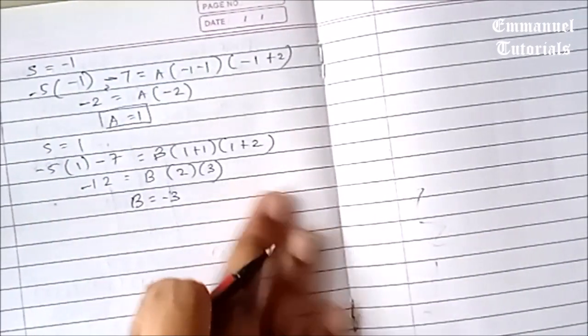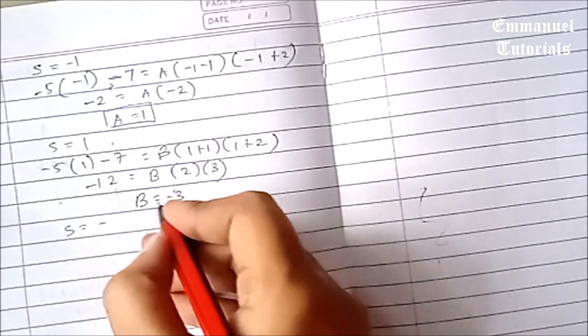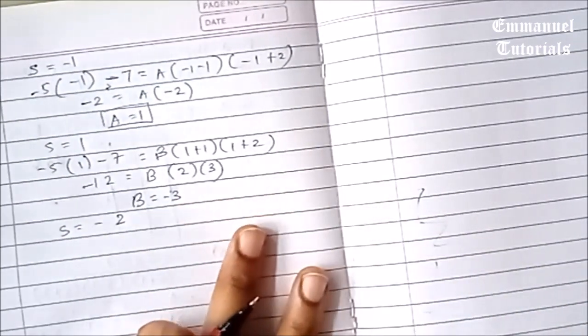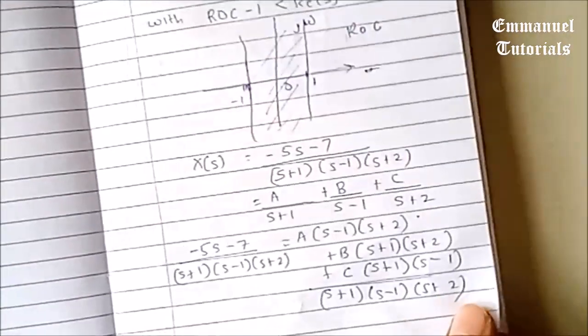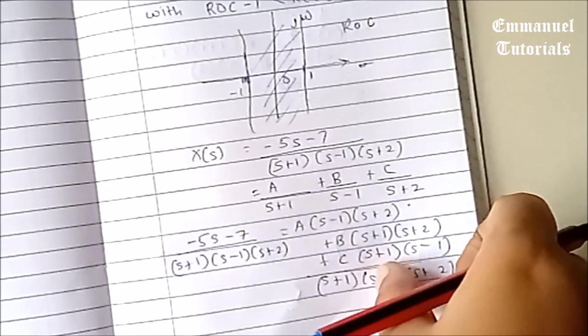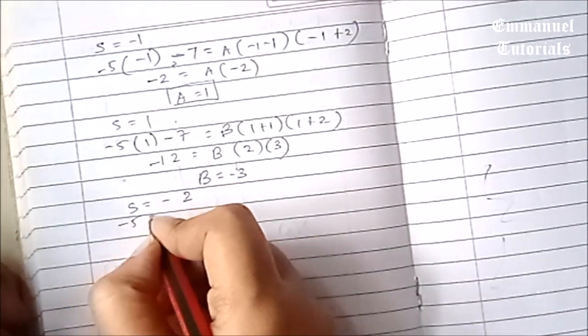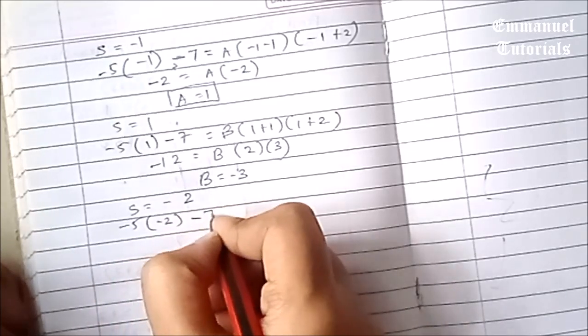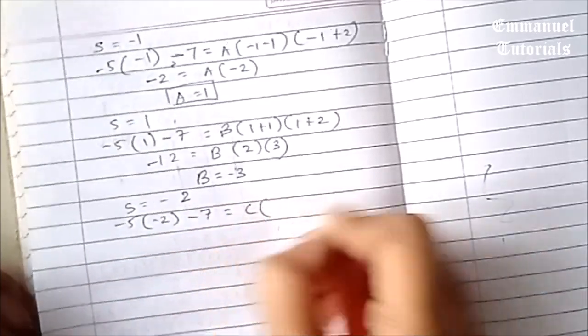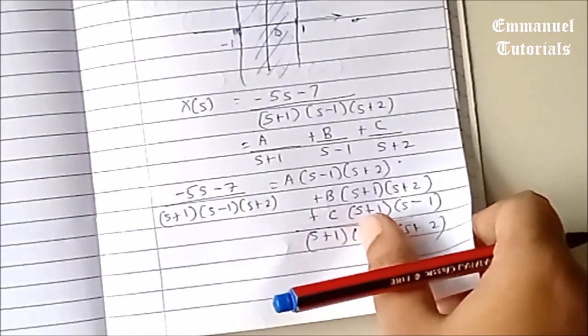Next is for C. For that what we'll do is s is equal to minus 2. So for s is equal to minus 2, A and B terms will get cancelled and we'll have only the C term. So minus 5 into minus 2 minus 7 is equal to C into minus 2 plus 1, minus 2 minus 1.